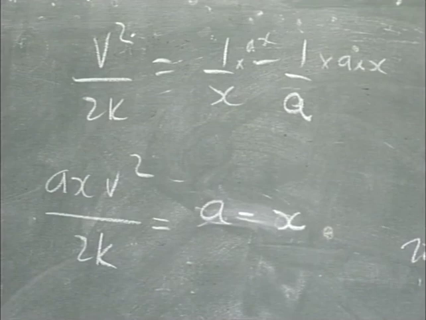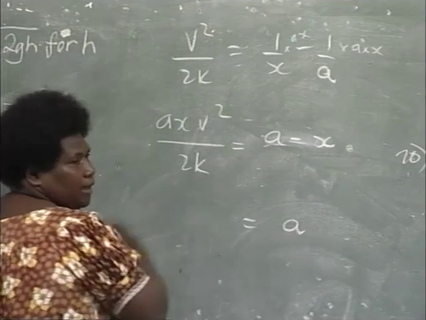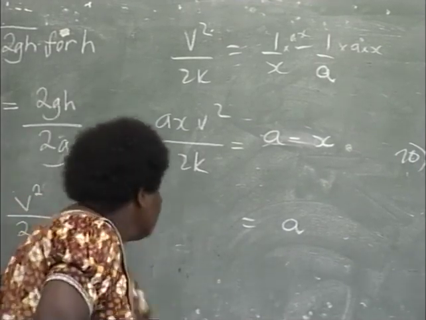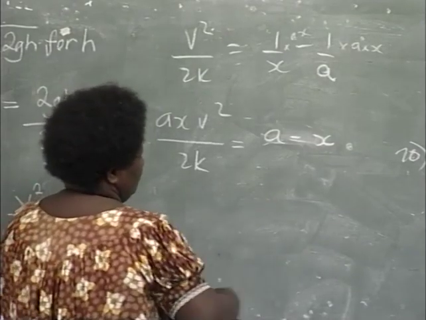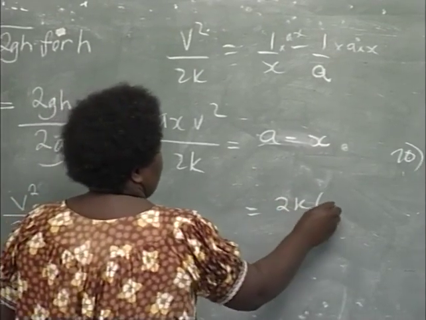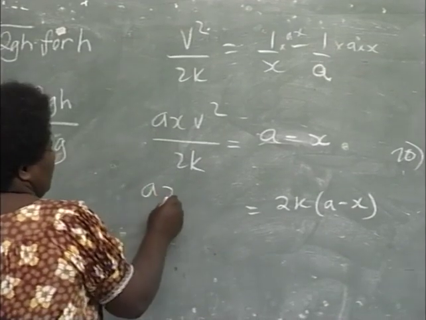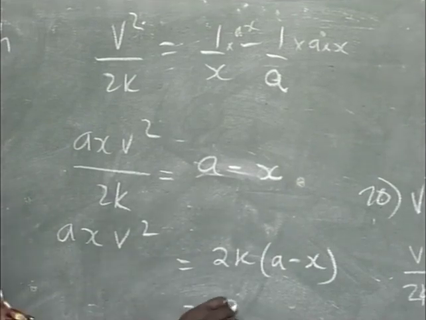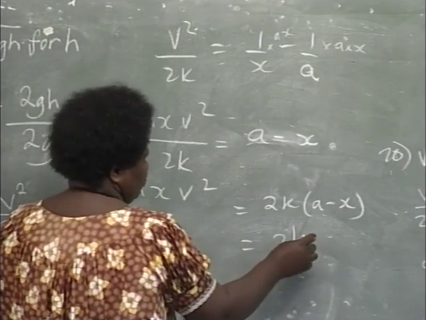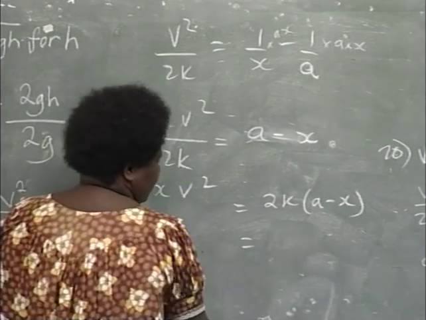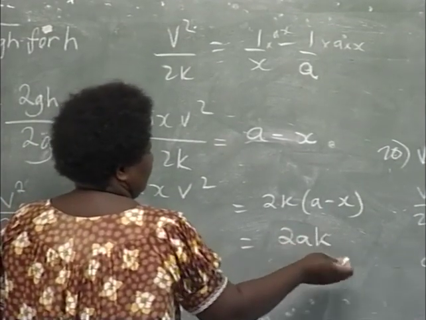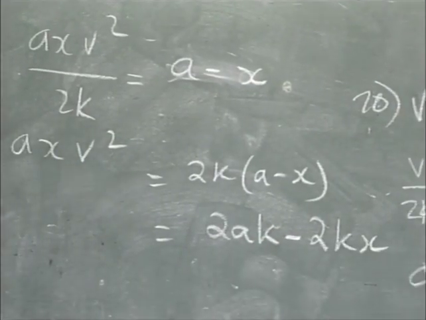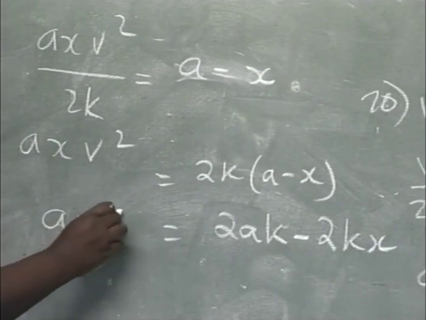Okay, we want a, now we can add x on both sides, so, sorry, there's an a here. Multiply by 2k. And I will get 2k times a minus x equals ax v squared. And then I have to multiply by 2k, so I get 2ak minus 2kx. Okay, equals ax v squared.